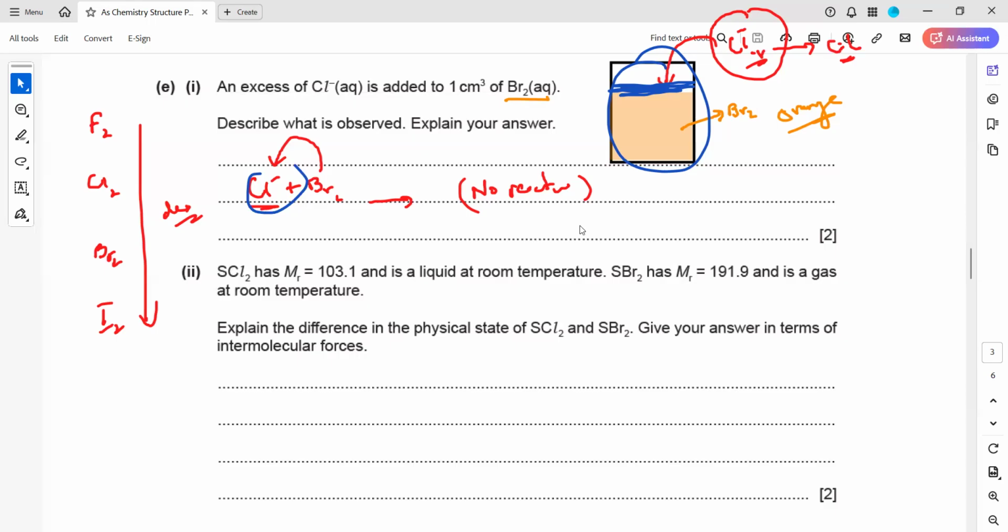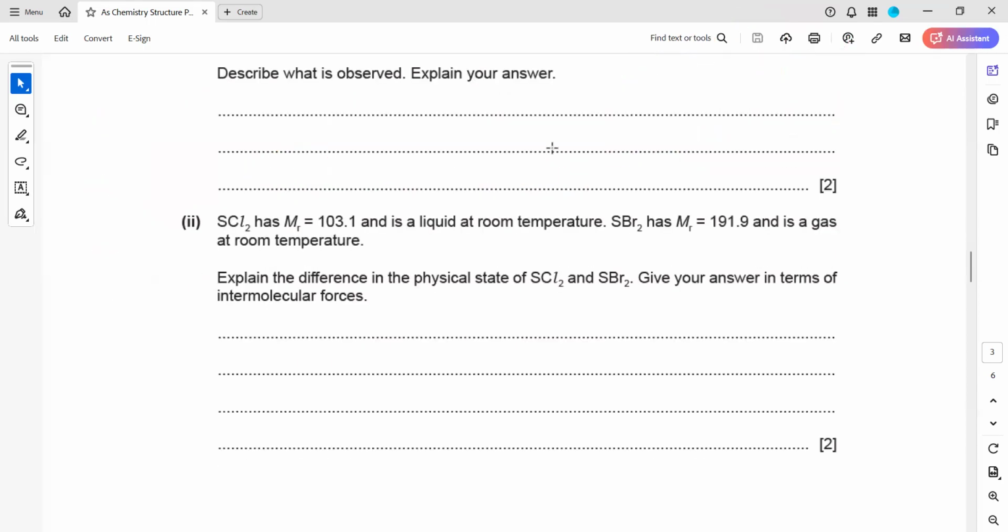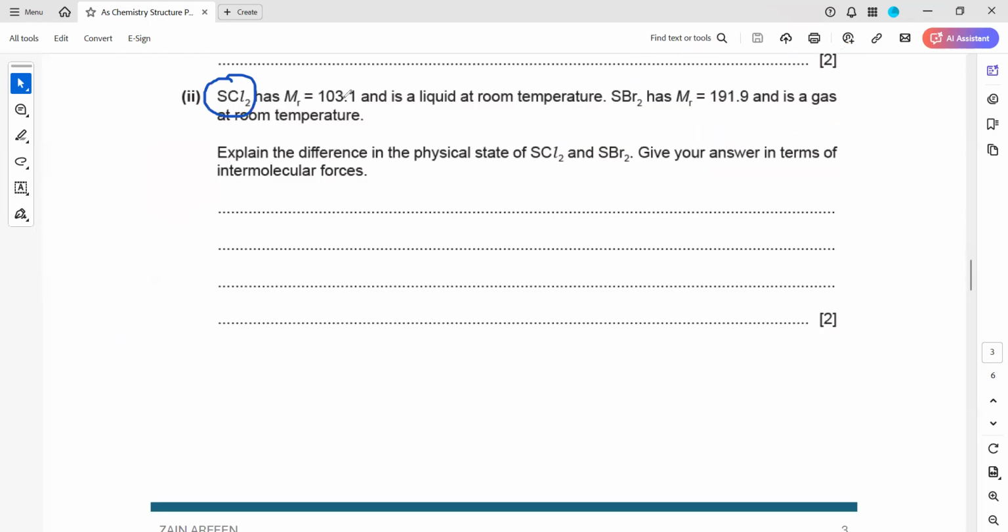The next is related to intermolecular force. Sulfur dichloride, which has a relative molar mass of 103.1, is a liquid at room temperature. Sulfur dibromide, which has a molar mass of 119.9, is a gas at room temperature. Explain the difference in the physical state of SCl2 and SBr2 and give your answer in terms of intermolecular force.